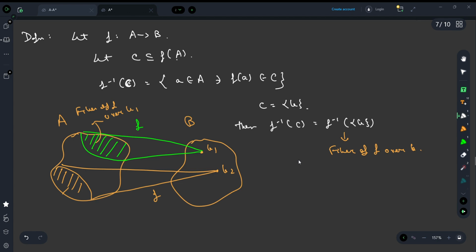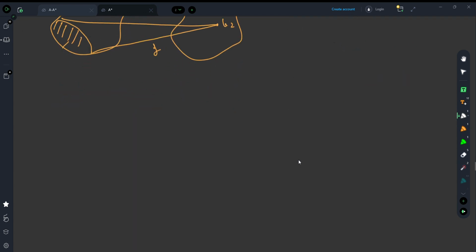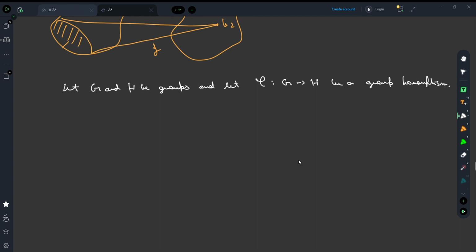What we do is that we extend this definition to homomorphisms. So let G and H be groups, and let phi from G to H be a group homomorphism. The definition of fibers is still the same because G and H are groups, so indeed they are sets. They are non-empty sets, right? Is it clear? Okay.